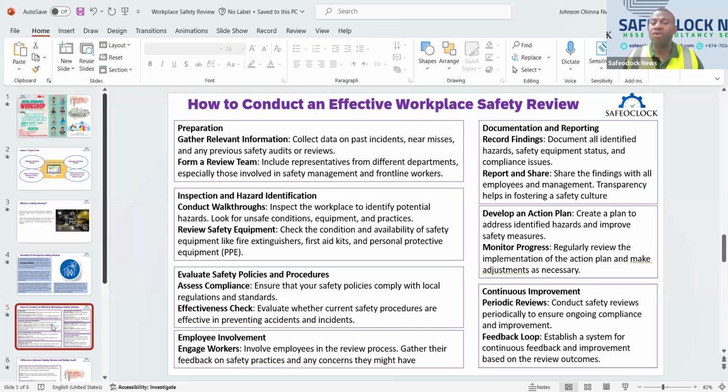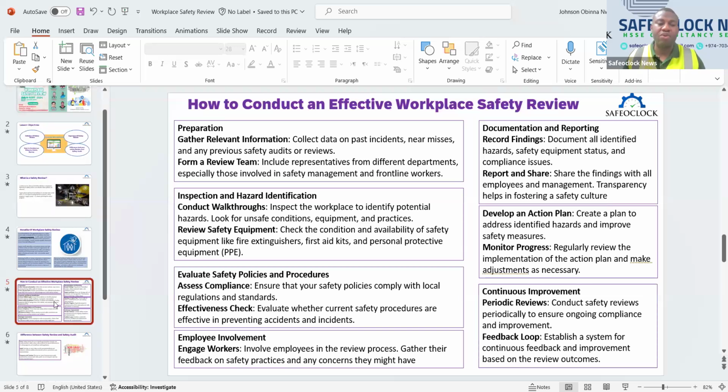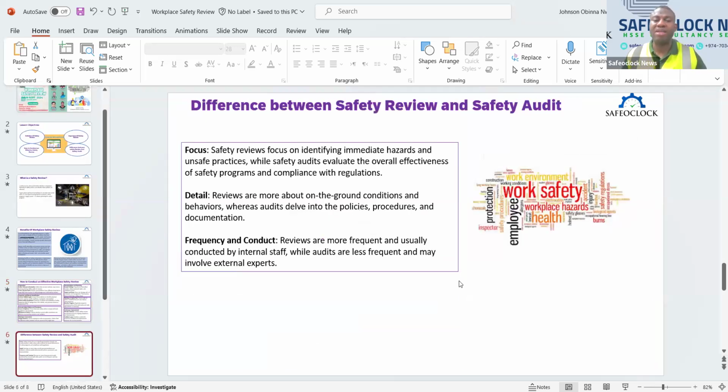Now, the next thing is continuous improvement. Review should not just be done once in a year or once in 2 months. Review should be done as regularly as possible, and it should be properly documented. So it's a continuous process and a continuous practice.